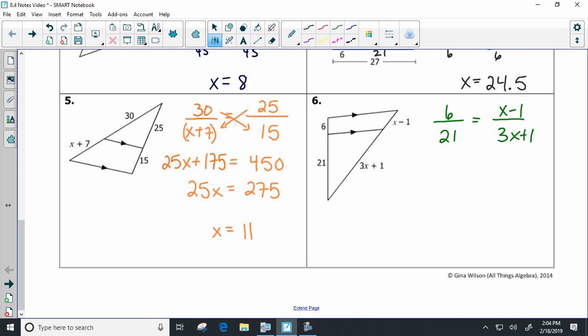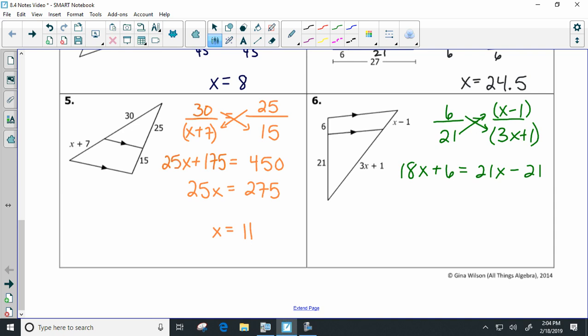So I'm going to have to make sure that I distribute. So when I do 6 times 3x plus 1, 6 times 3x is 18x. 6 times 1 is 6. 21 times x is 21x. 21 times negative 1 is negative 21.